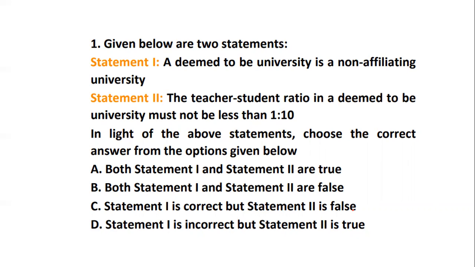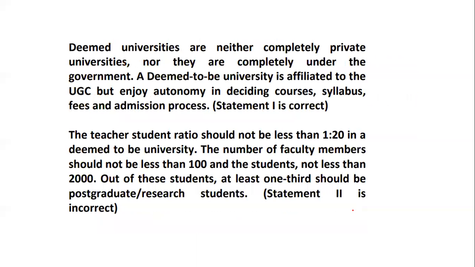So let's see. Those who are ready with the answer can match your options. That is, statement 1 is correct, whereas statement 2 stands to be false. Now, why? Let's understand the explanation. When we talk about deemed to be universities, they are neither completely private nor under the government. A deemed to be university is affiliated to the UGC, that is University Grants Commission, but enjoys autonomy in respect to deciding the courses, the syllabus, the fees, as well as the admission process.